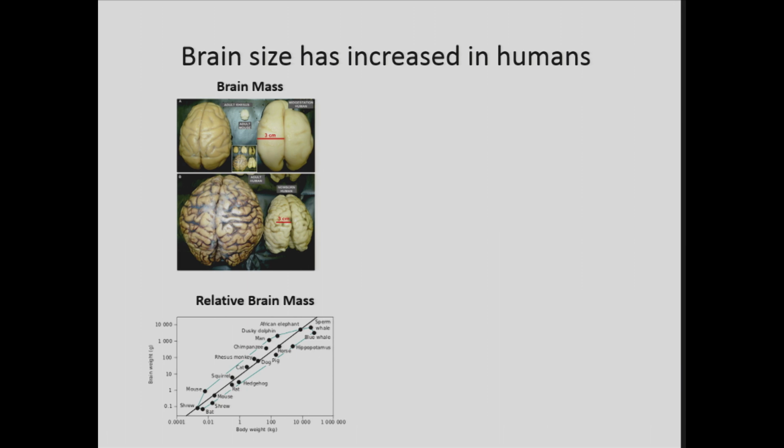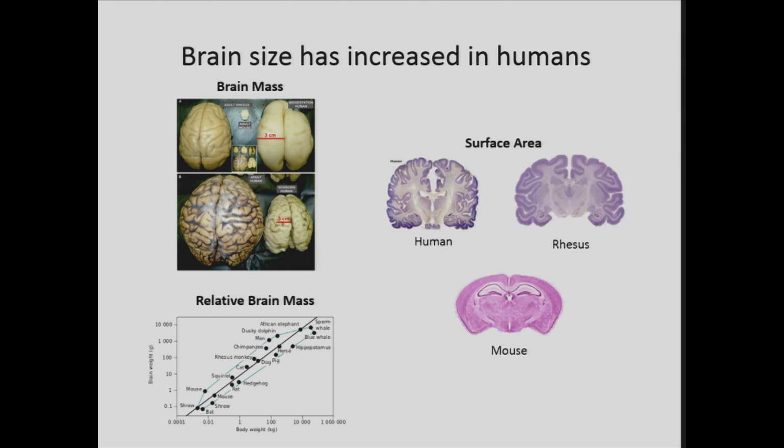So if you were to predict the brain weight of the human, you'd actually be under-predicting compared to what we really have. So the human brain is larger compared to its relative body mass, and we also have more surface area than other species. So here I'm showing a section of a human brain, a rhesus macaque, and a mouse. And on the bottom, you can see the mouse doesn't have any gyrification patterns. As we move up towards the rhesus, you start to get a little bit more folding.